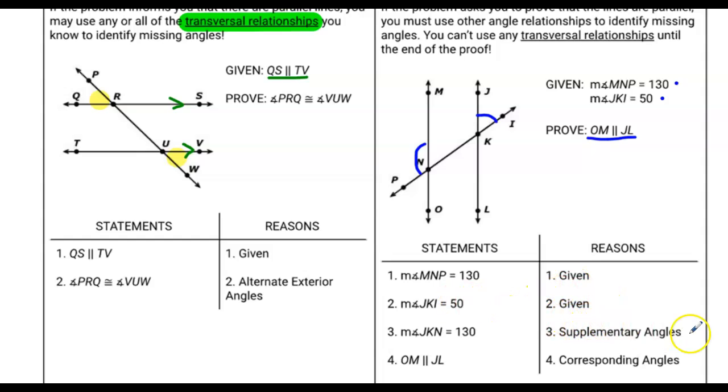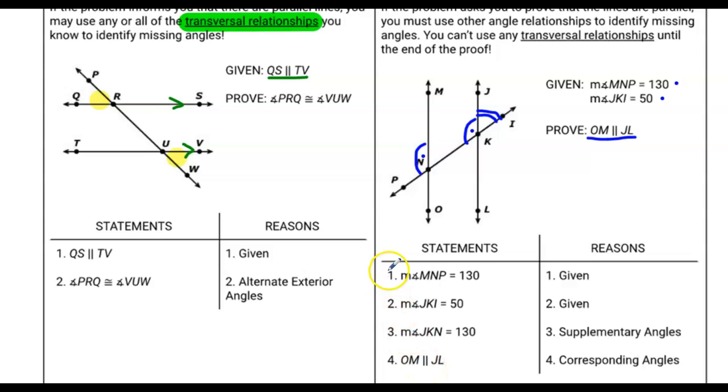I was able to use supplementary angles. You know, supplementary angles are angles that form a straight line. To say that JKN, which is over here, I'll use another arc here to represent the fact that this is different. JKN is 130 degrees as well, because 130 plus 50 is 180. So now I know that this angle is 130, and this angle is also 130. Guess what? If these two angles are the same measurement, that means that we can start using transversal relationships. I know that these two angles are considered corresponding angles. So since they are equal to each other, I can say that they're corresponding angles, which means that OM is parallel to JL. They wouldn't be equal to each other unless the two lines were parallel.